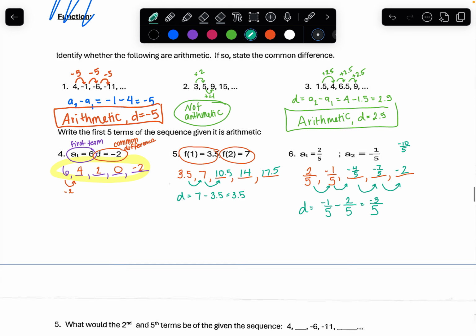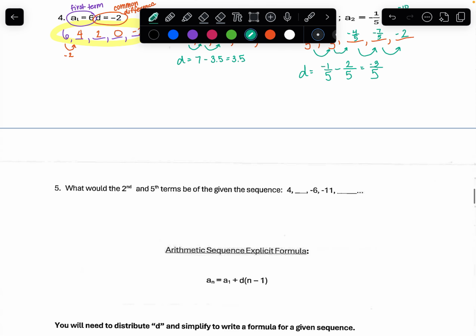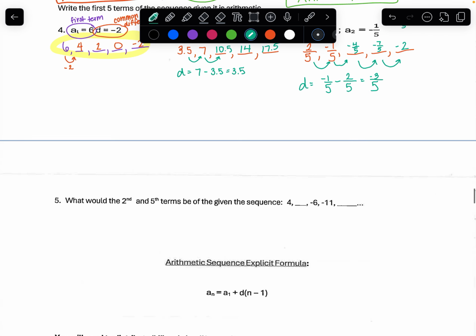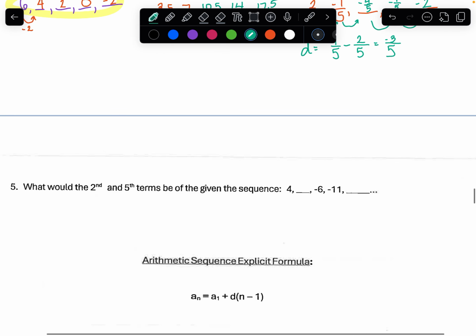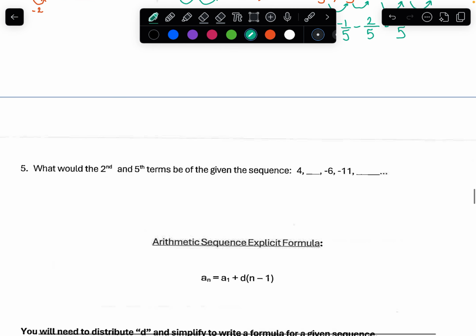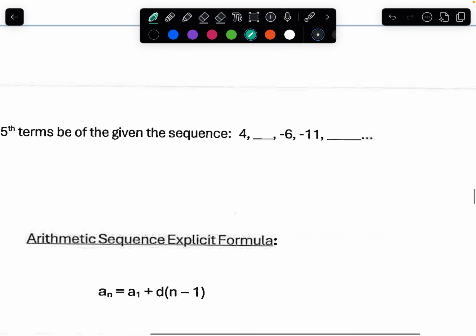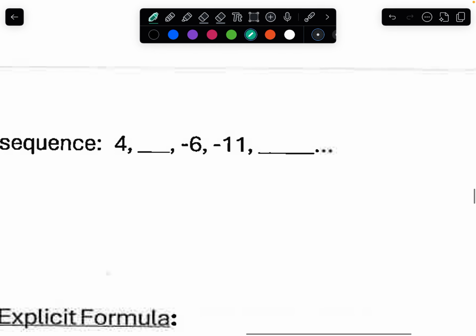So now that we've seen that, let's look at the next page for problem number 7, and it asks, what would the second and fifth terms be of this given sequence? So again, if we know that it's an arithmetic sequence, we know that there's always a common difference. And so it can happen between any 2 consecutive numbers, which we do have.